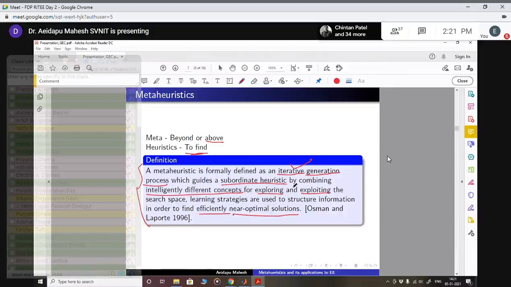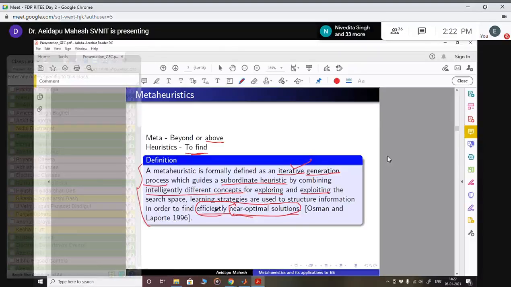I'll talk about exploration and exploitation in a different slide. Exploration involves the process of exploring the entire subspace. Exploiting is where you exploit a particular local search area where you feel that the global minimum possibly exists. I'll talk about how these things impact your search process a few minutes later. For exploring and exploiting the subspace, learning strategies are used to structure the information in order to find near-optimal solutions efficiently. This is a very important statement.